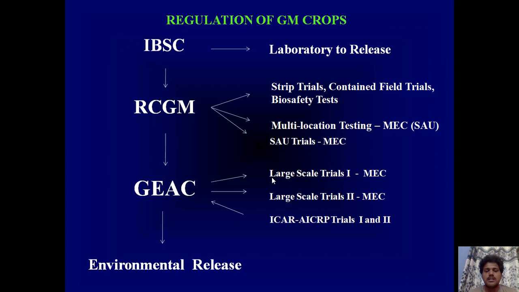So the normal varieties, we call them released as a variety. Here we are releasing into the environment, so these are safe, they can be released. So this is what is different from the rest of the normal process.